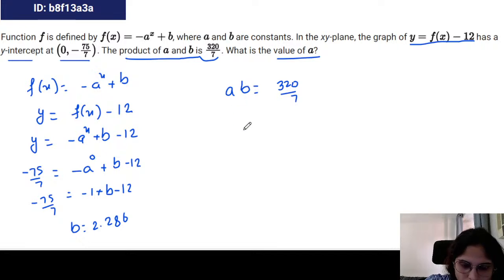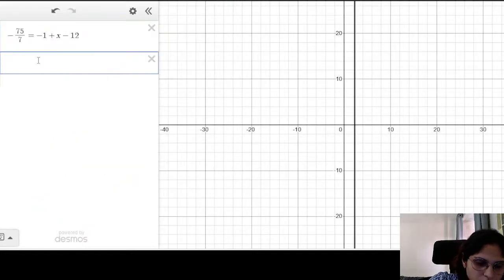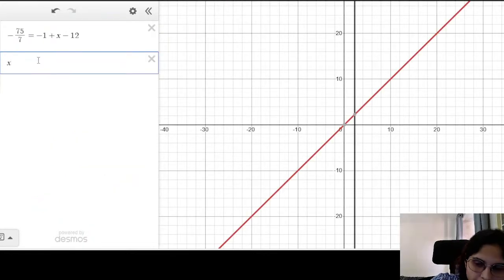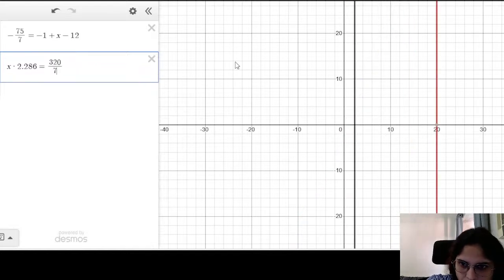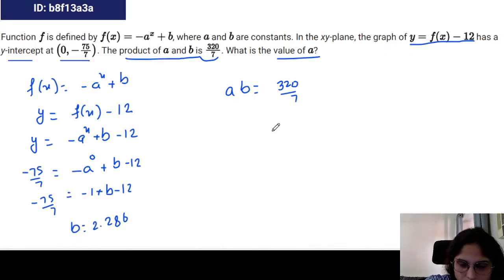And you have got the value of b. So now you can write that equation: x times 2.286 equals 320 over 7. You're getting 19.998, but actually the value is 20. So the value of a is 20.